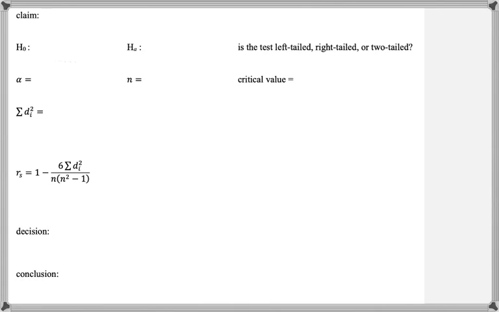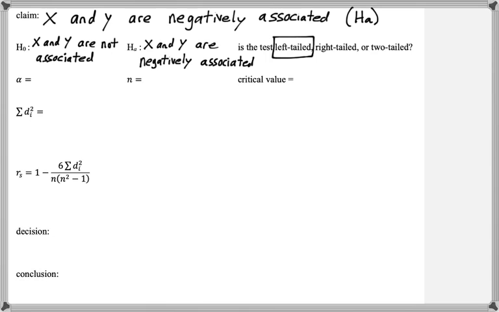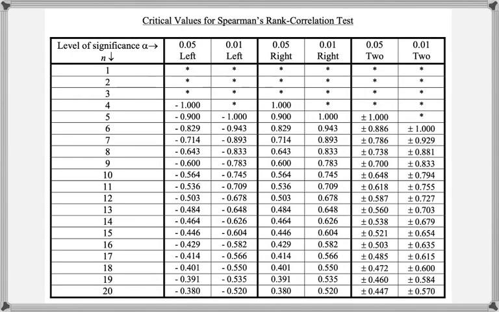So the claim is that x and y are negatively associated, and that's the alternative hypothesis. So this is a left-tailed test. And the null hypothesis is that x and y are not associated. Alpha is 0.05. The sample size is 6. And for the critical value, let's look at the table. The critical value is negative 0.829.